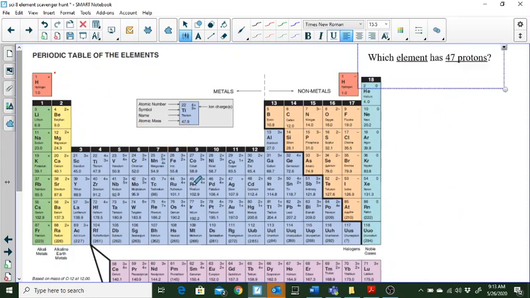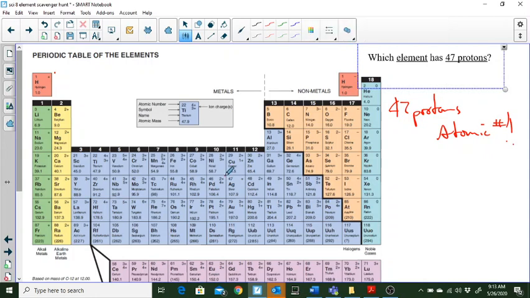What element has 47 protons? Well, 47 protons is the atomic number. So we go through here, 1, 2, 3, 4, we don't have to go that way. We come down here, here's element number 47. And what element has 47 protons? Silver. Ag.